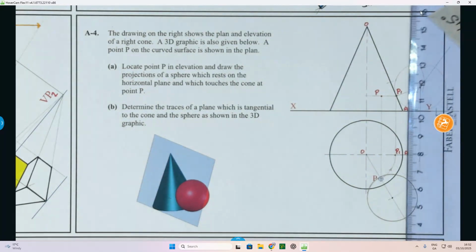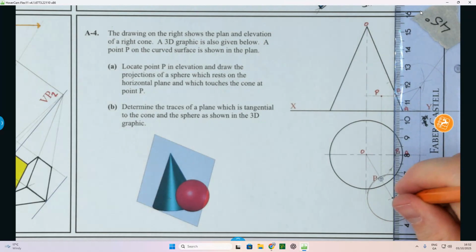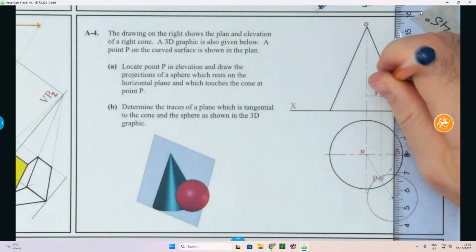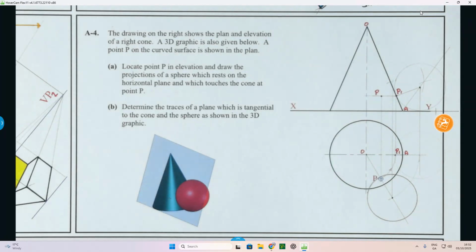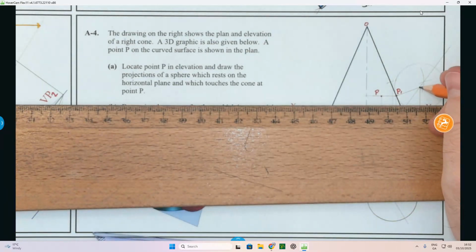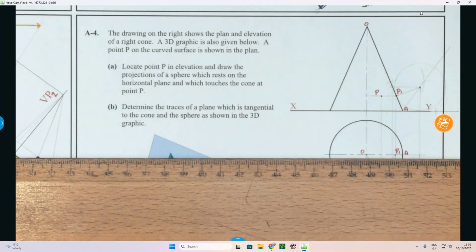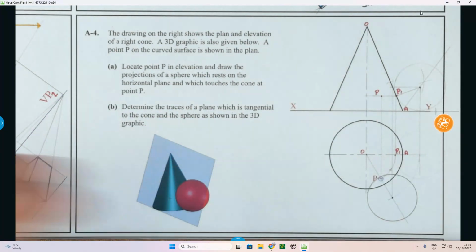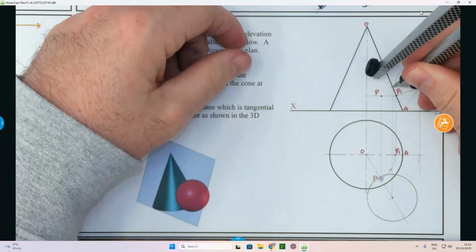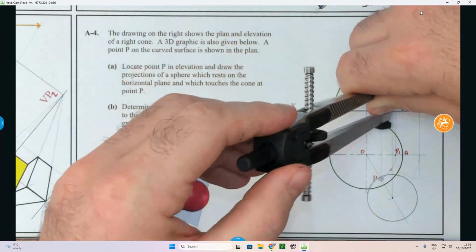Now I need to find the correct position in elevation. So I have to bring the center point up. The center point is going to be up there somewhere. But what height is that center point at? It has to remain at the same height as it was here. Bring that across. So that's where my center is. Now I have to draw in the correct position of the sphere. We'll heavy it in.